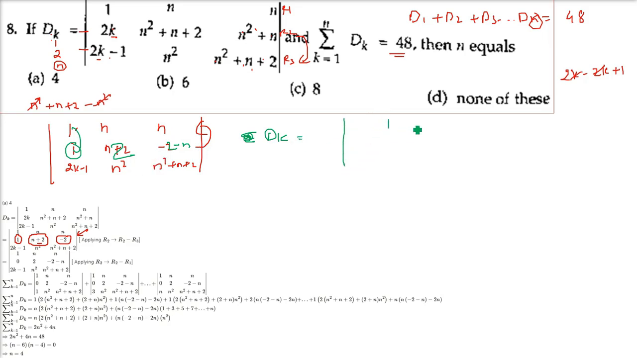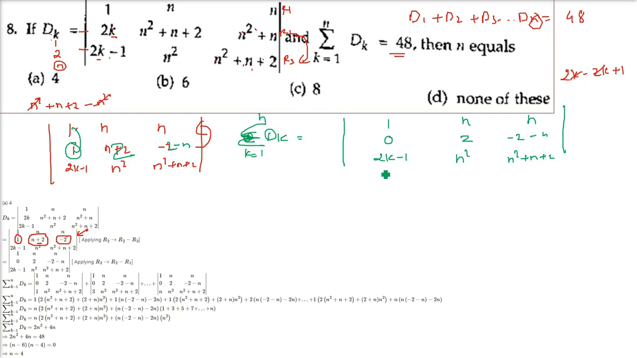So this is D sub k. Why k? Because k is a variable here. So what will remain? 1 and n. The second row we already changed, so let me just write that value, which is 0, 2 and minus 2 minus n. Then we have the third row. It will be 2k minus 1, n square plus n plus 2. So D sub k. Now when we do this sigma, k equals 1 to n we have to do.